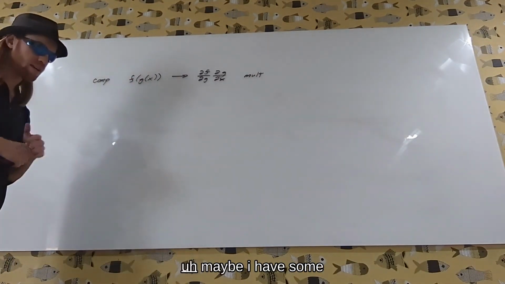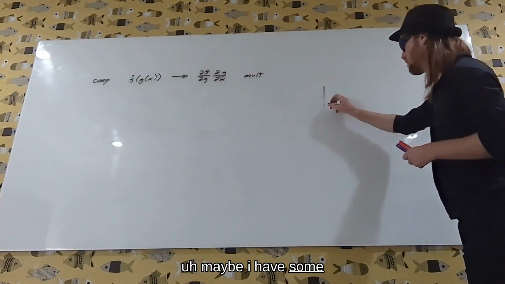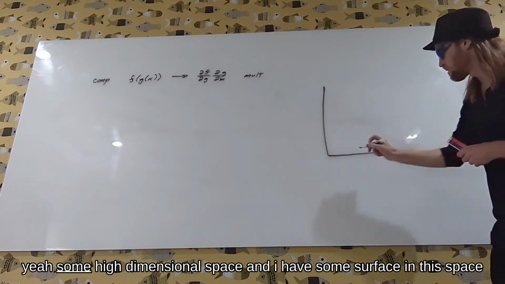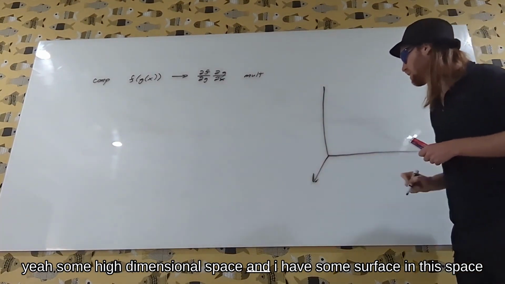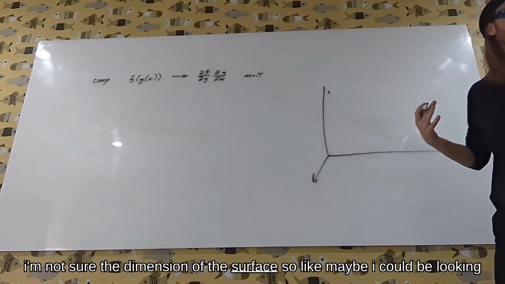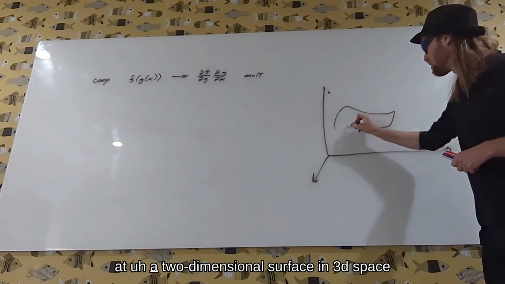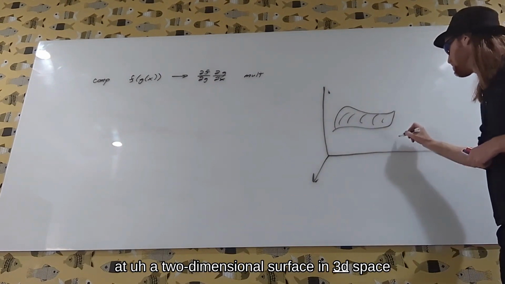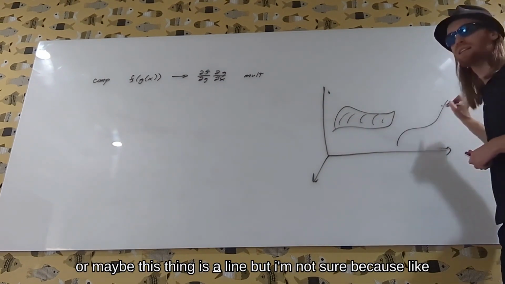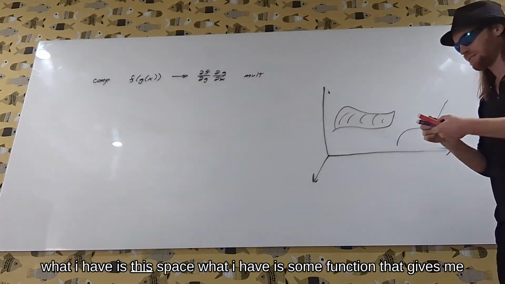This then also lets you probe other things that you can express in terms of composition. So, for instance, maybe I have some high-dimensional space, and I have some surface in this space. I'm not sure the dimension of the surface, so maybe I could be looking at a two-dimensional surface in 3D space, or maybe this thing is a line, but I'm not sure because what I have is this space.